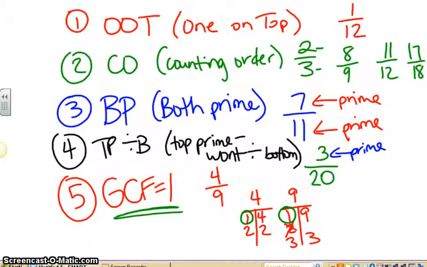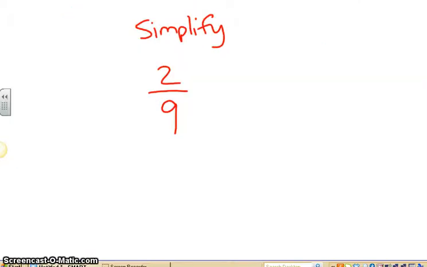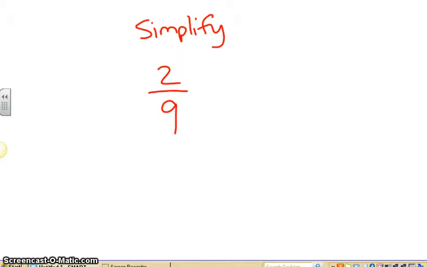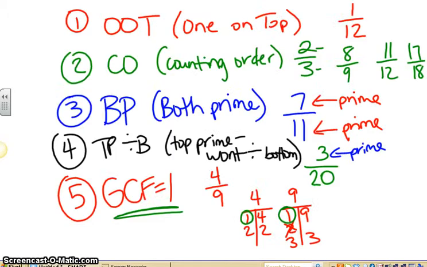For example, let's say I tell you to simplify the fraction 2/9. And you're trying to simplify it. Well, it doesn't match the OOT rule because the OOT rule means a 1 on top, so it doesn't match that rule. Let's look at another rule. The other rule was CO. Is it in counting order? 2, 3. No, it's not. Are they both prime? Well, 2 is prime, but 9 is not, so I can't use that rule.